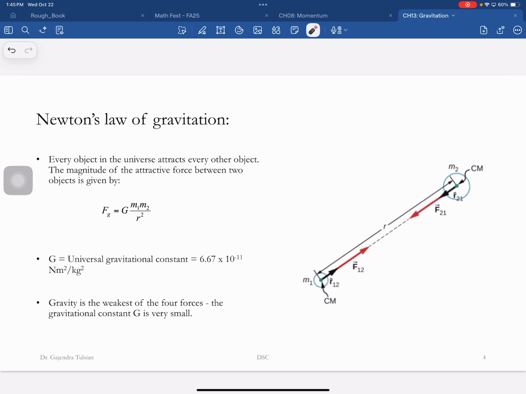And this constant of proportionality is the same for all objects. It could be 2 bacteria, it could be 2 planets, it could be 2 stars, it could be 2 galaxies, it could be 2 people, it could be 2 dogs. This constant is the same. So that's why it's called a universal gravitational constant. And it turns out that this gravitational constant is very weak, very small. And that's why the force of gravity is very weak.